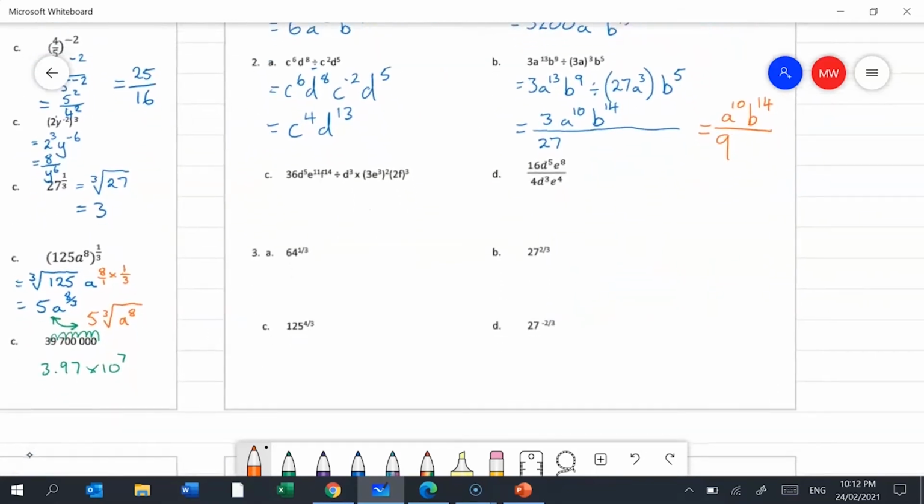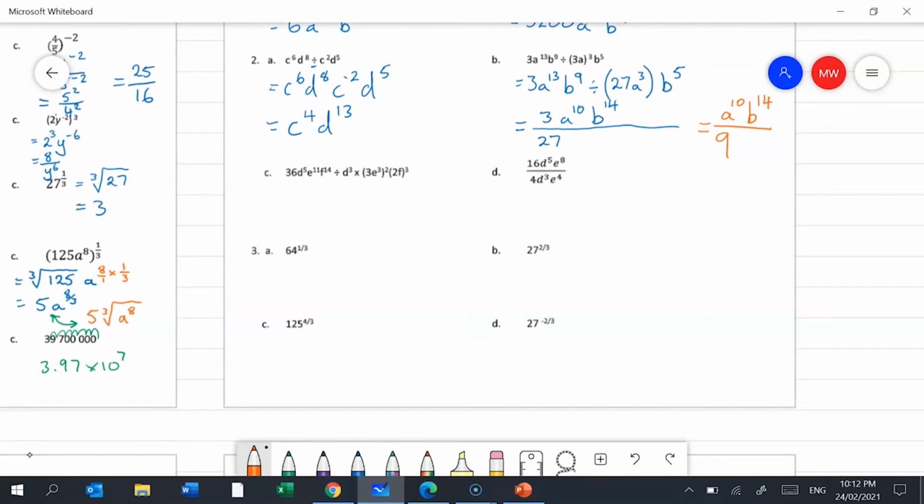Right. 2c. This one looks ugly, but we're not freaking out. We're just going to follow the same rule. In the first line, what I'm going to do is get rid of that, and I'm also going to get rid of these horrible brackets here, okay? So we're going to go across. We've got 36, d to the 5, e to the 11, f to the 14. I'm going to change the d to the 3 to a d to the minus 3, and that turns this into a times.